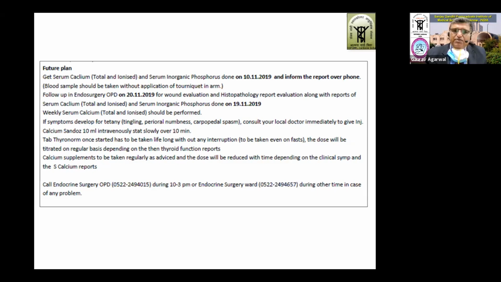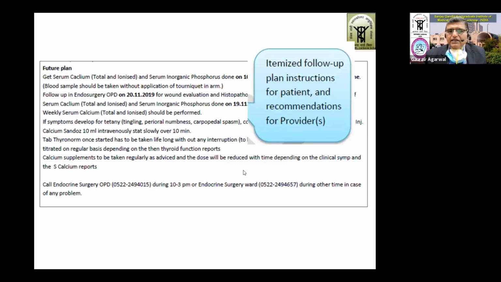All those details must be spelled out and explained to the patient legibly in writing, as well as explained in the patient's own language before the patient is discharged. Yet again, it is best to provide an itemized follow-up instruction plan to the patient, and the recommendations for providers.